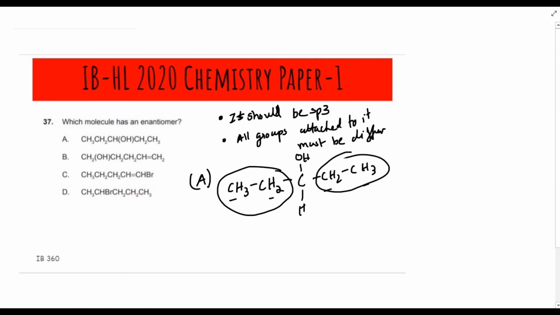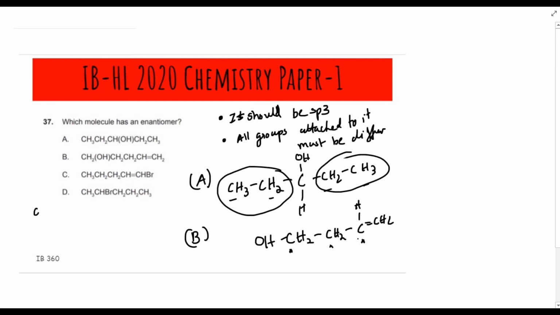Okay. Second one, option B, we have CH2, CH2, CH, double bond CH2, and there is an OH attached to it. Now here you can see in all of these carbon atoms, here you have 2 hydrogen, 1 OH group. Okay, here you have 2 hydrogen, obviously it's not chiral. This carbon has 3 different groups attached to it, but it is not sp3, it is a sp2 carbon due to this double bond. So this compound also does not have any enantiomer.